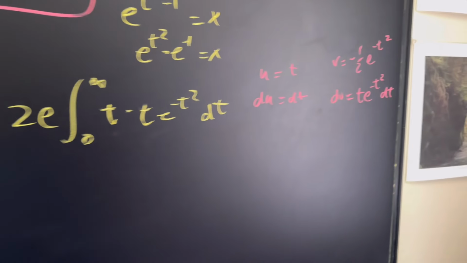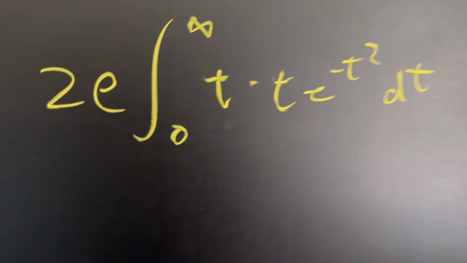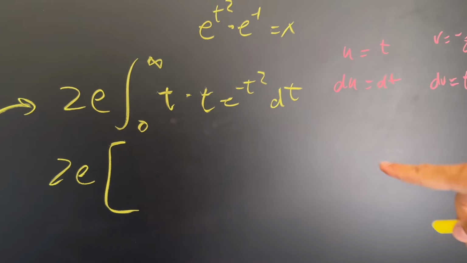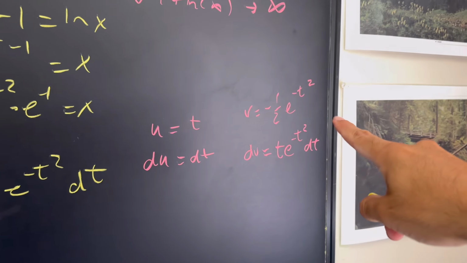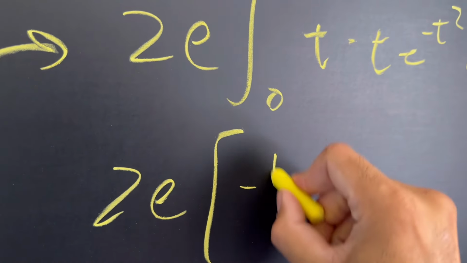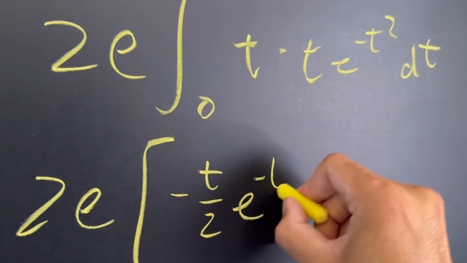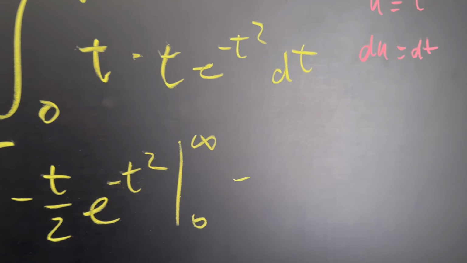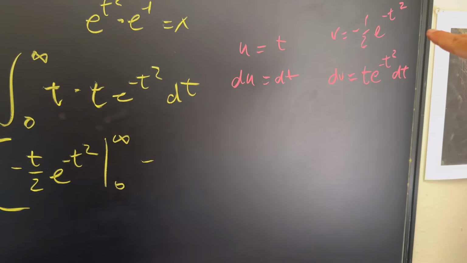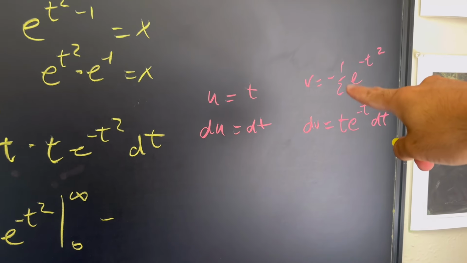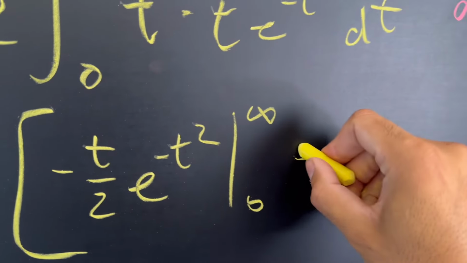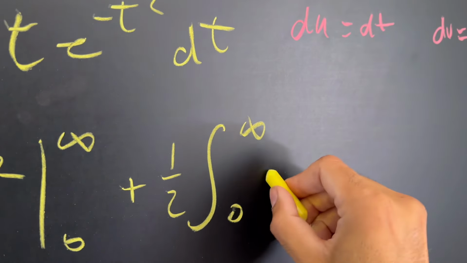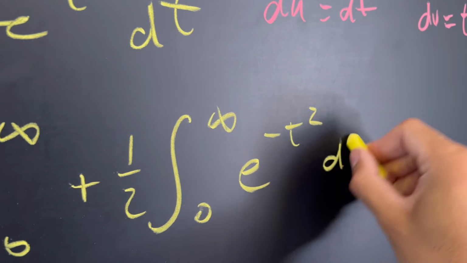So now we're implementing integration by parts. What we have to do is have 2e on the outside. And then we have uv, so u times v. This is negative t over 2 e to the negative t squared, but you're integrating from 0 to infinity, minus, and then we have v du. Now v has a negative 1/2, so this will become plus, and I'm going to do 1/2 the integral from 0 to infinity of e to the negative t squared dt.